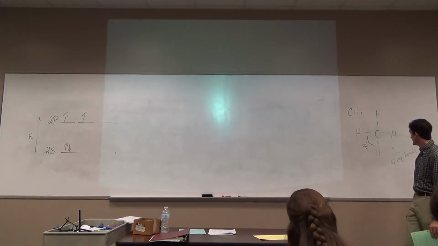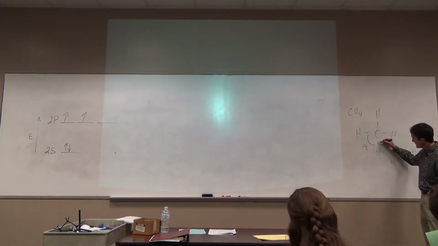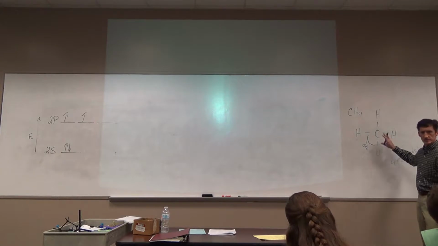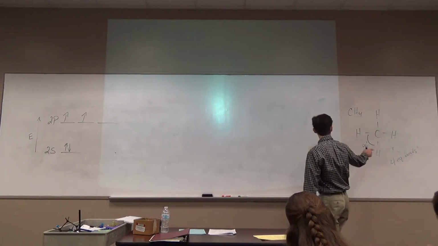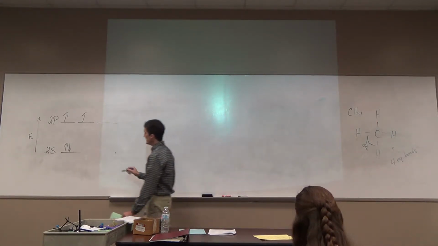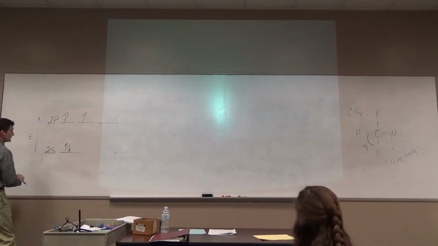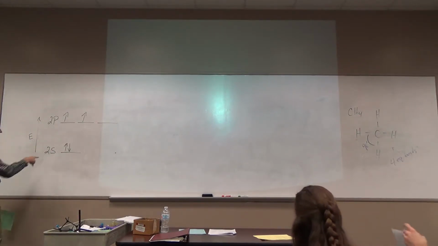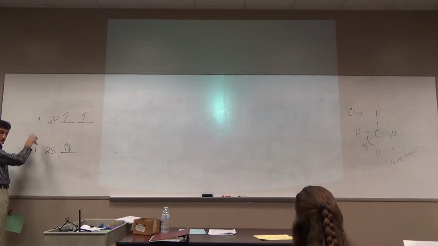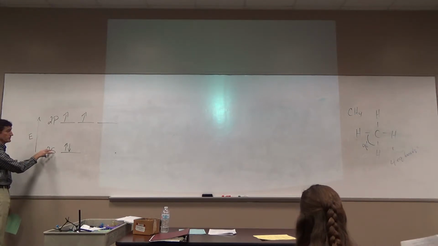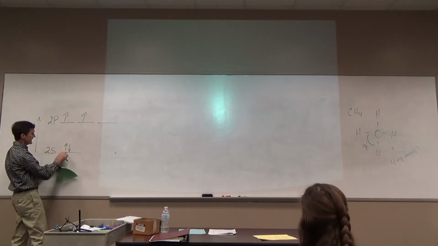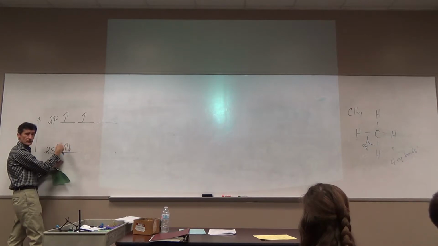So, let's start talking more about these bonds a little bit more than just overly simplistic. How are we going to make 4 equivalent bonds if the ground state configuration of carbon looks like this? These are the orbitals we use to make bonds. These are the valence orbitals. Ground state looks like a lone pair. 2 electrons, that looks like a lone pair.